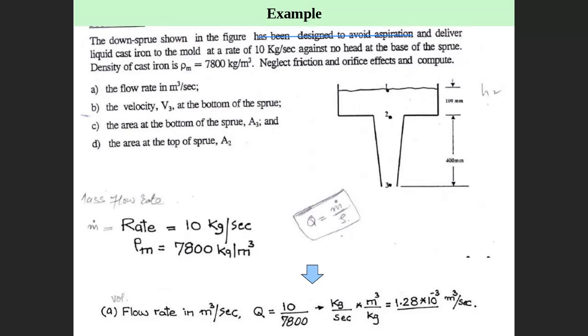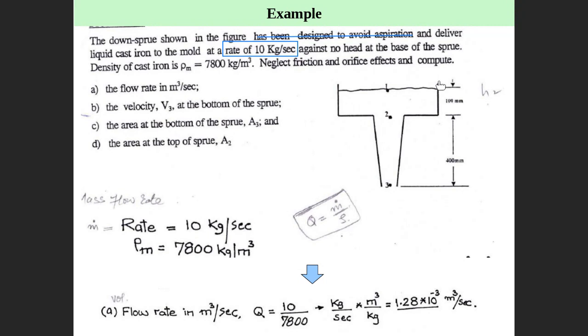Rate of 10. This is a flow rate. He said the flow rate is 10 kilograms per second. We know flow rate is usually cubic meter per second, or cubic centimeter or cubic millimeter per second. So why is it given here as 10 kilograms per second? Okay, anyway, let's move forward and see. We deliver liquid to the sprue at 10 kilograms per second, not cubic meter, but kilogram per second.